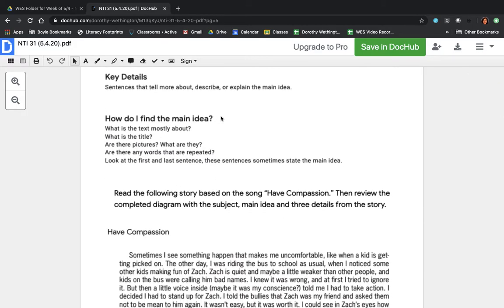How do I find the main idea? What is the text mostly about? What is the title? Are there pictures? What are they? Are there any words that are separated? Look at the first and last sentence. These sentences sometimes state the main idea.